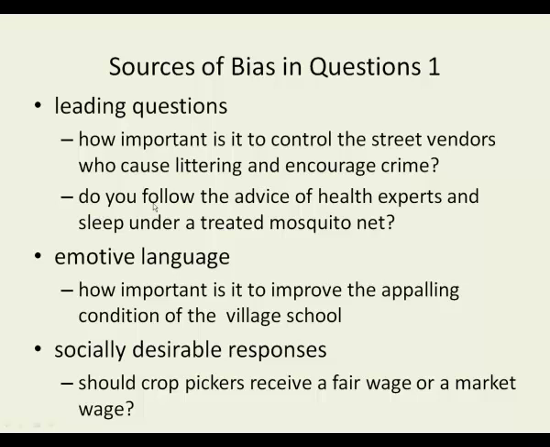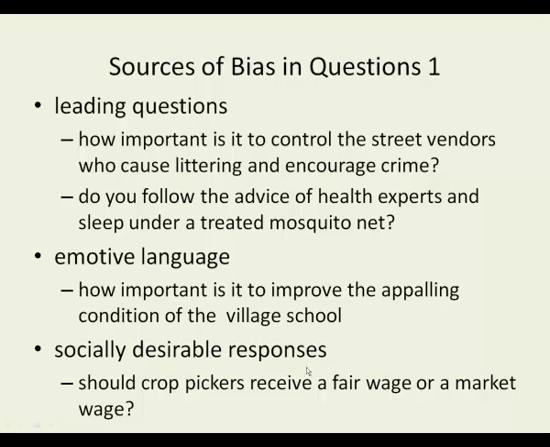And here's another one. Do you follow the advice of health experts and sleep under a treated mosquito net? Well, if you say no to that, then you'll kind of almost suggest you're going against experts. So who are you? So this is using this language of experts, telling you what the answer should be and then asking you. Emotive language. How important is it to improve the appalling condition of the village school? Again, emotive language often encourages inaccuracy, and if you say something's appalling, then the implication is that something should be done about it, so it's important. So people aren't going to give you perhaps their reasoned judgments about it. They're going to give you an emotional reaction, which will overstate what they feel should be done.